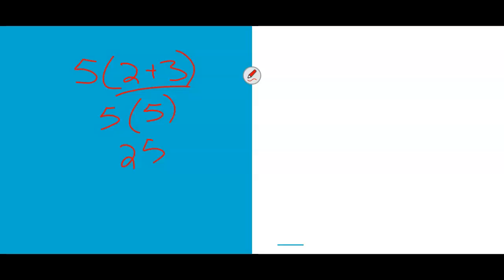Distributive property is a little different, and it is set up the same way. We have the problem 5 times parentheses 2 plus 3. The distributive property says we are not going to do what's in the parentheses first. We are going to take the number on the outside, and we're going to distribute it to everything on the inside.